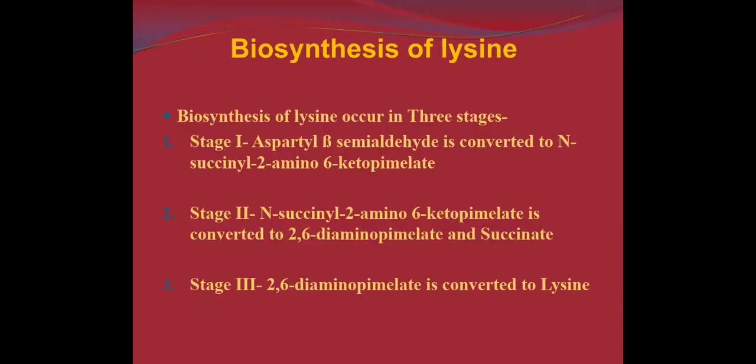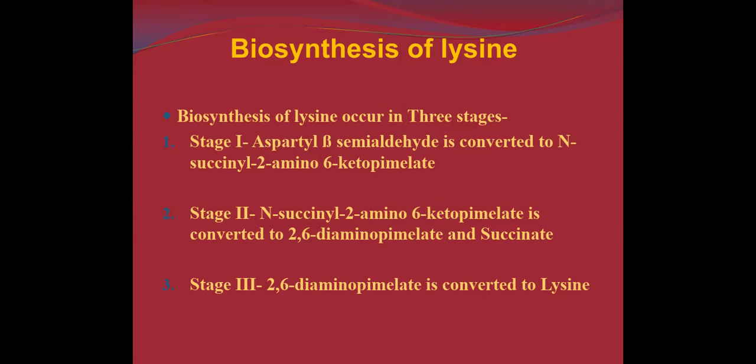Now the biosynthesis of lysine. The biosynthesis of lysine also occurs from aspartate, and this is a complicated reaction. It occurs in 3 steps. The initial steps up to the formation of aspartyl beta semialdehyde are the same as we discussed in the methionine synthesis. And starting from the aspartyl beta semialdehyde, the reaction is completed in 3 stages.